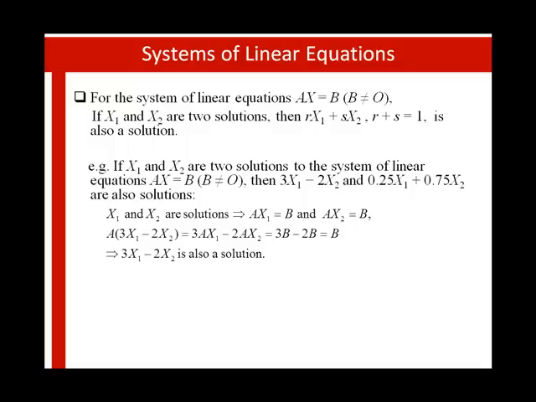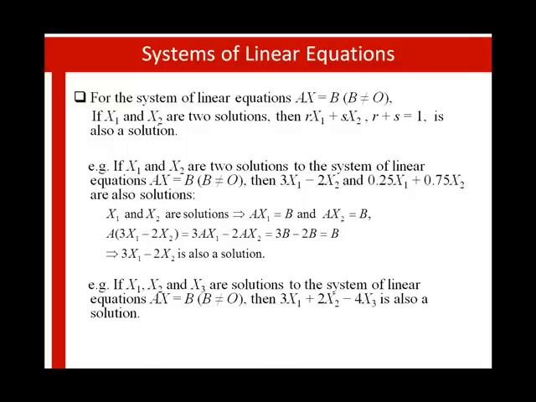3x1 - 2x2 into the equation, if 3x1 - 2x2 is a solution, they must satisfy the matrix form of the equation. In other words, we have A times (3x1 - 2x2). This is equal to 3Ax1 - 2Ax2, which is 3b - 2b = b. Since this produced a value equal to b, then 3x1 - 2x2 is also a solution.